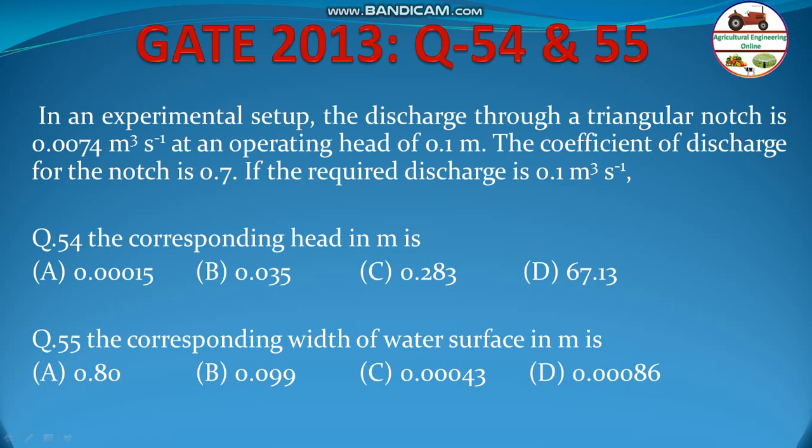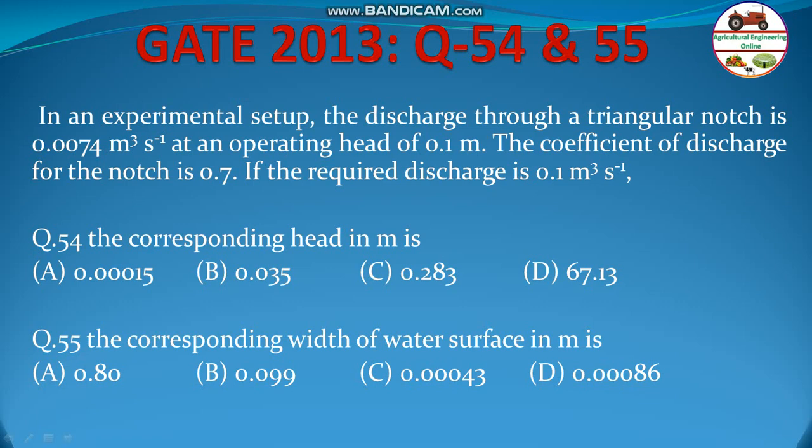This is a problem from GATE 2013, question number 54 and question number 55, common question. There is a statement: in an experimental setup, the discharge through a triangular notch is 0.0074 meter cube per second at an operating head of 0.1 meter. The coefficient of discharge for the notch is 0.7. If the required discharge is 0.1 cubic meter per second, question number 54 is the corresponding head in meter, four options are given, and question 55, the corresponding width of water surface in meter is dash.